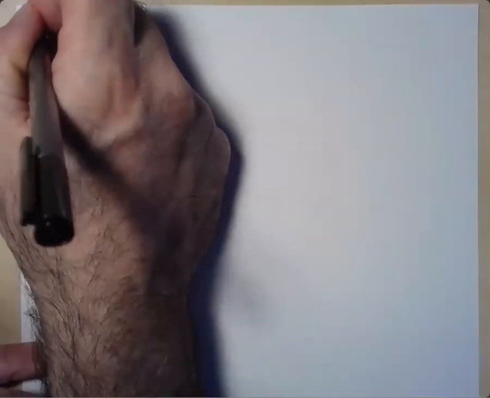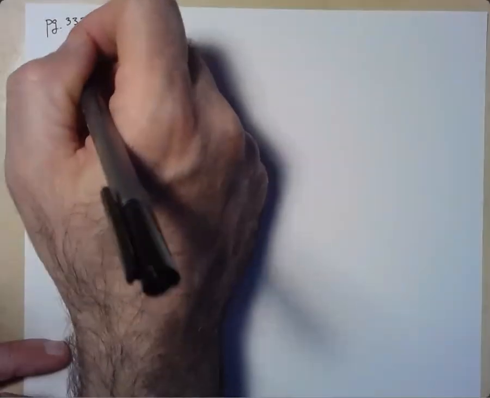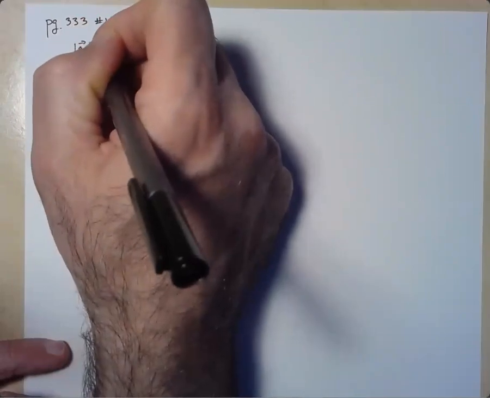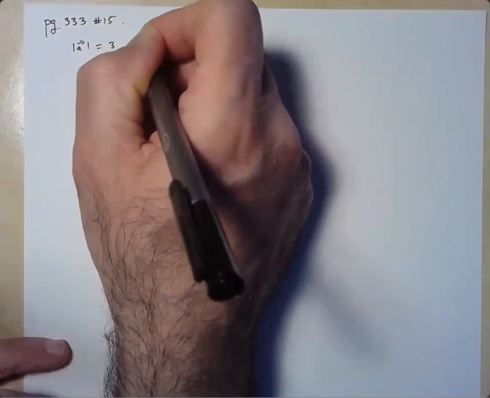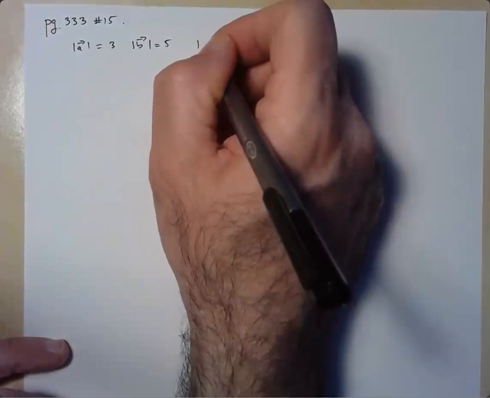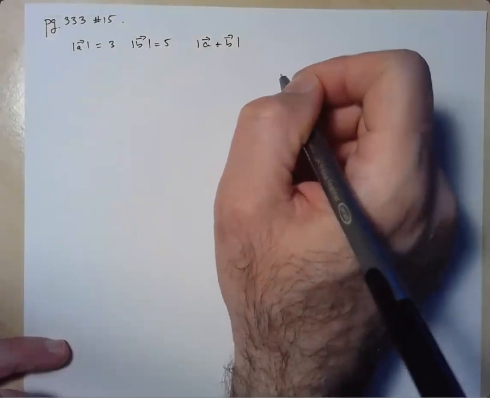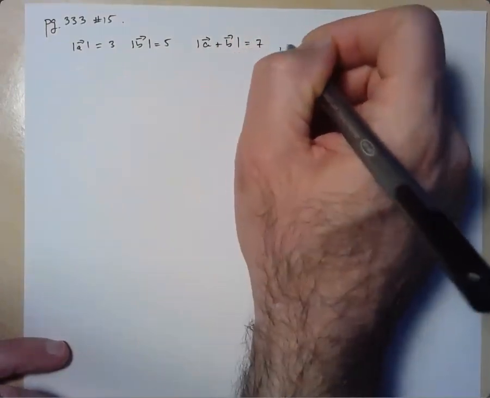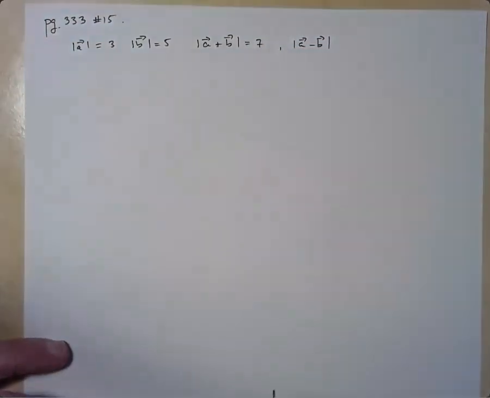All right, so let's take a look at page 333, number 15. Here they give us two vectors and their magnitudes. The magnitude of A is equal to 3, the magnitude of B is equal to 5, and they give us the magnitude of the sum of these two vectors, which is equal to 7. They want us to determine the magnitude of A minus B.